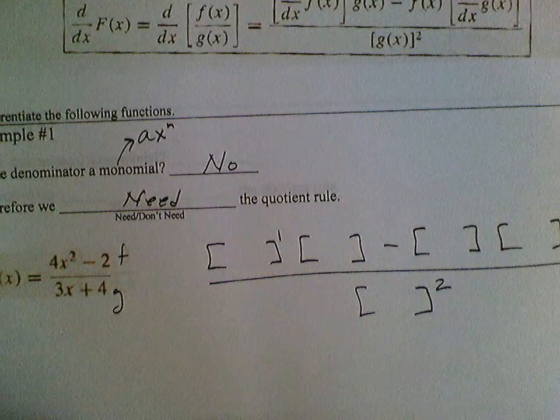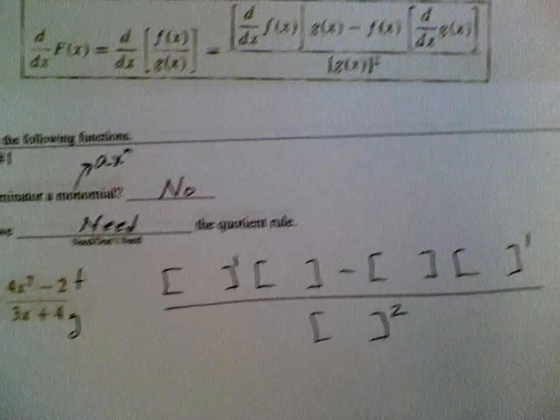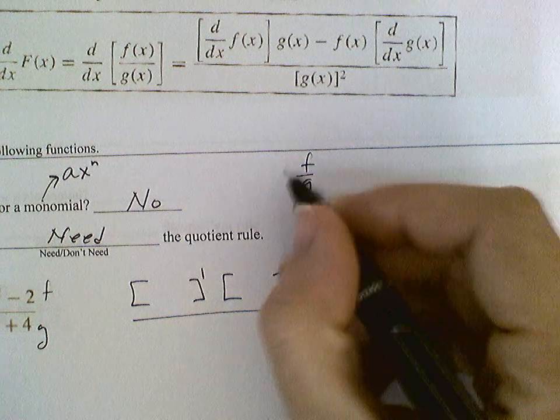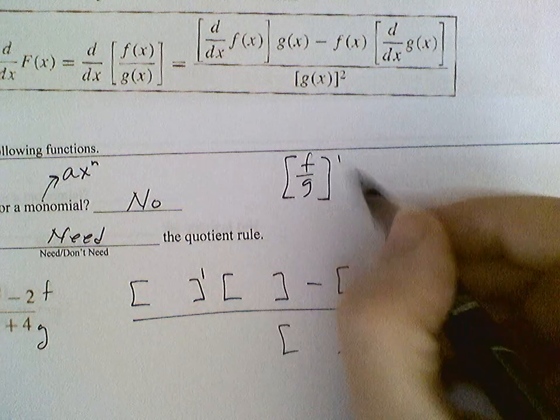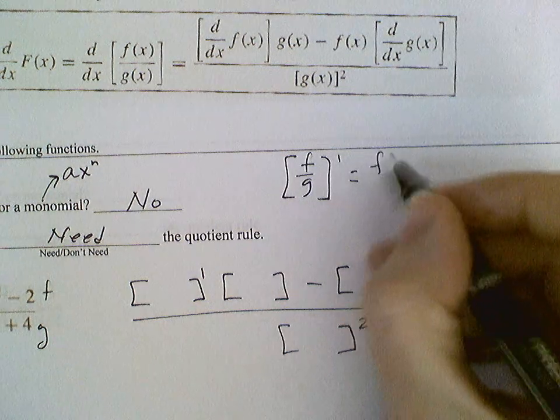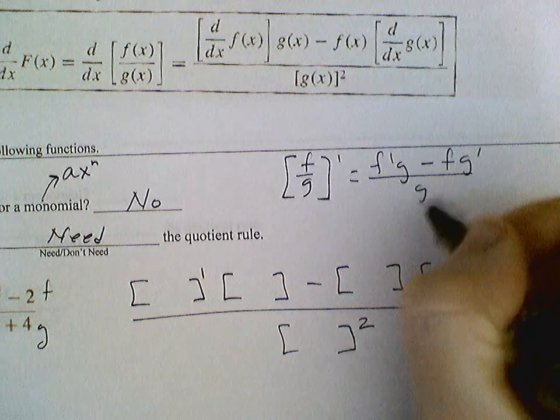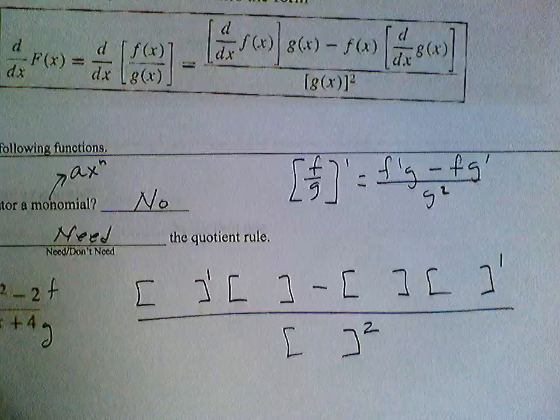So yeah, and actually guys, let's backtrack a little bit. Up here let's write f over g in brackets prime. This will be f prime g minus fg prime all over g squared. Okay, so there is the quotient rule.